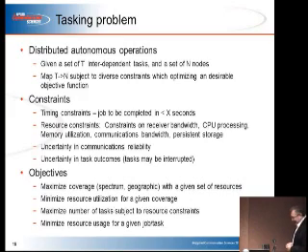Also, the uncertainty in task outcomes. As mentioned, if I have some notion of the probability that a task may execute, it's not 1 or 0, it may be something in between. So how do I deal with that?